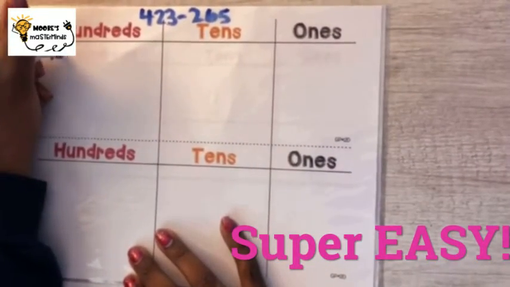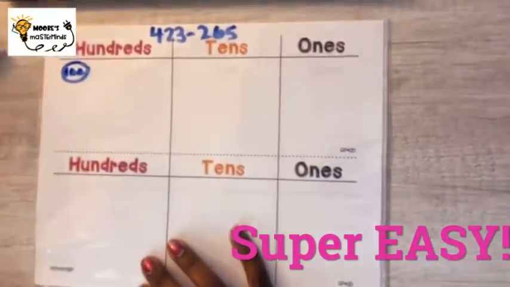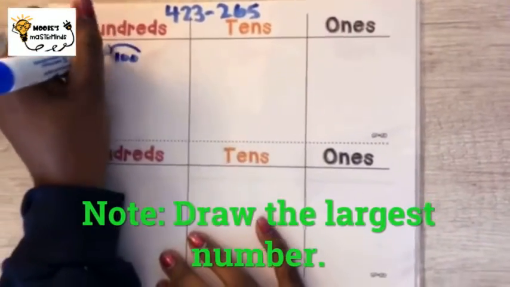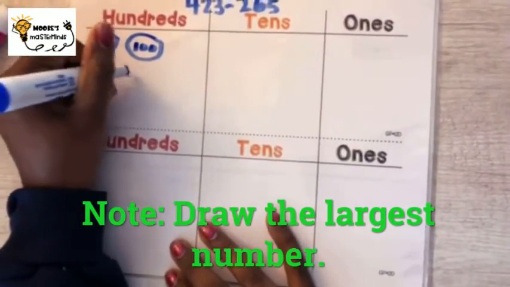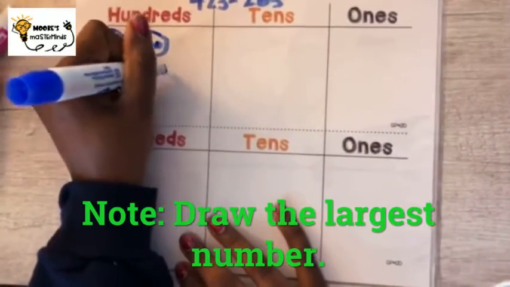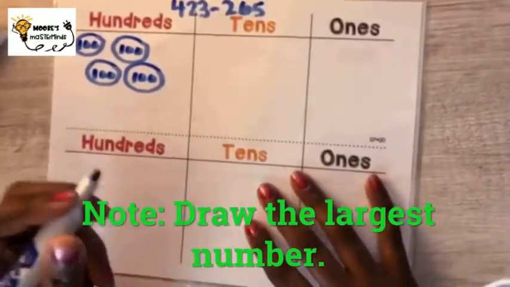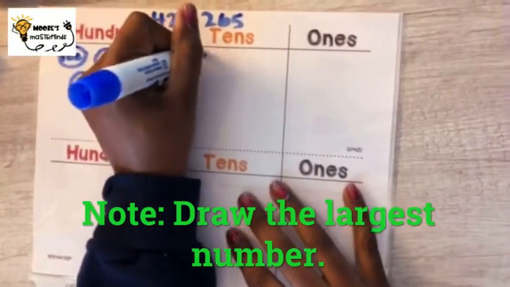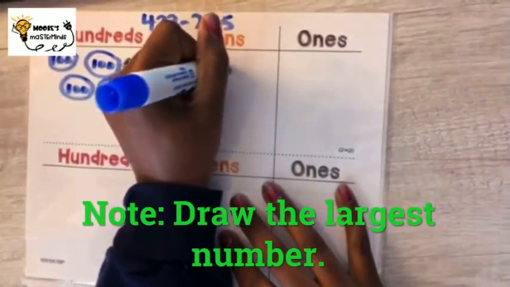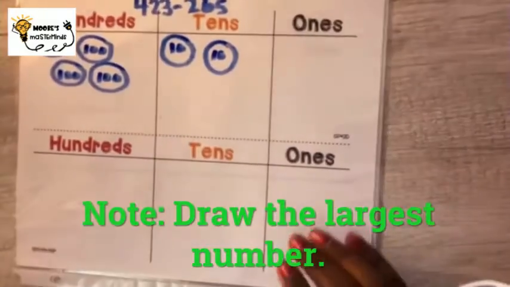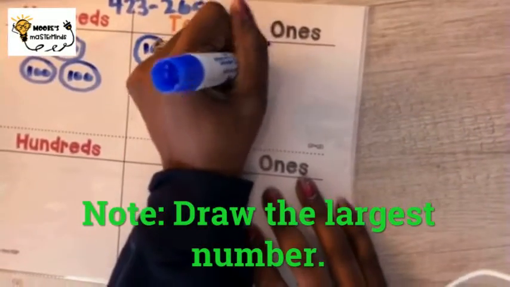So I'm going to put my hundreds over here, and literally that's all you have to do. You're going to draw 4 of them. I really don't have a preference on style or whatever, so you can just draw them out. You have 2 tens. So I'm going to draw a 10, and I'm going to put a circle over it. Those are my 2 tens. And then I have 3 ones.